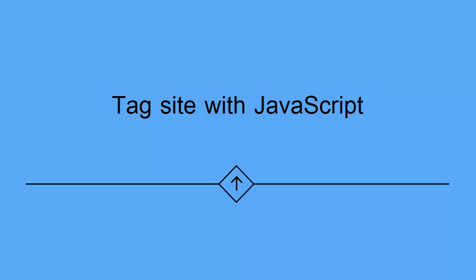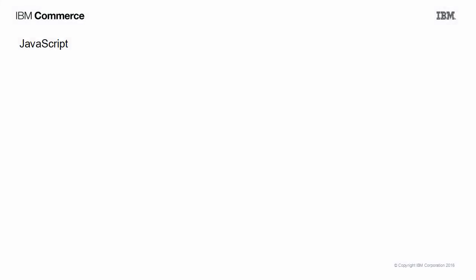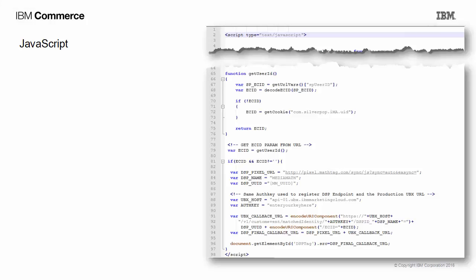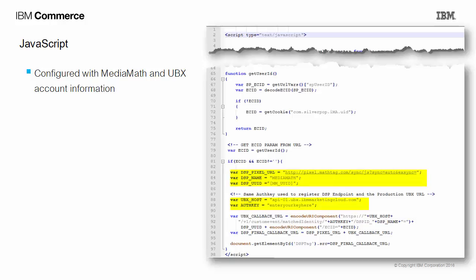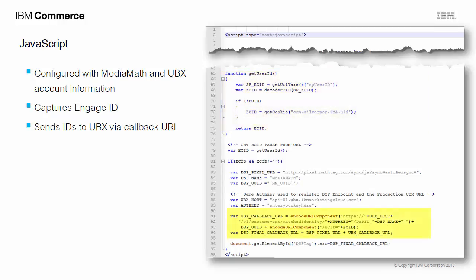As part of your MediaMath configuration, you include a script on your website that lets it send its cookie. It needs to be configured with both your MediaMath and UBX account information. You'll need a modified version of the typical script so that it also captures the person's Engage ID and sends the IDs back to UBX. You can get a copy of the script from UBX support.